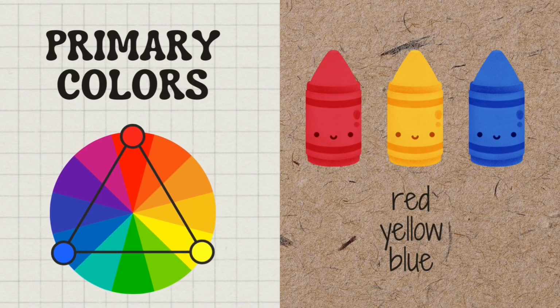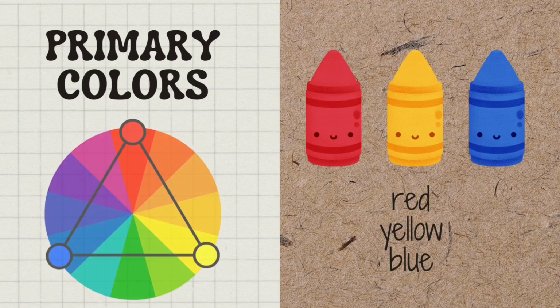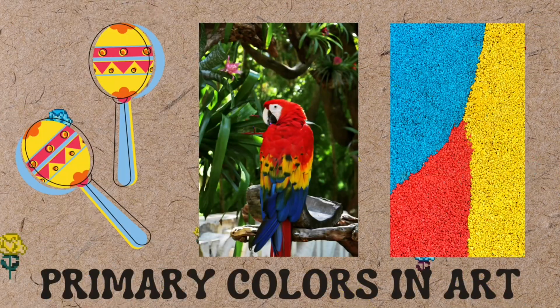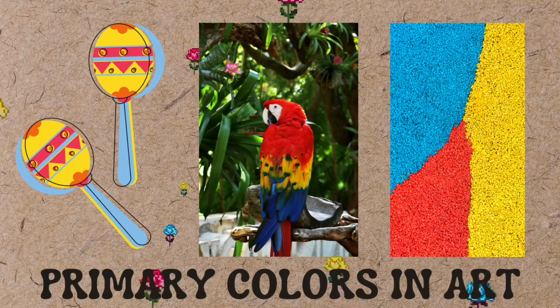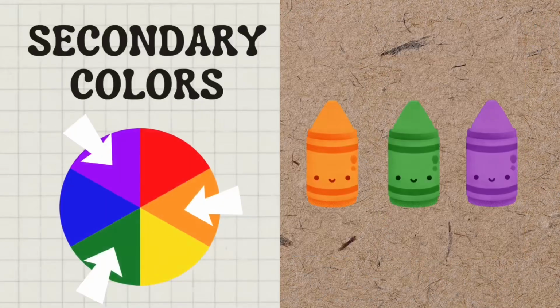Primary colors are red, yellow, and blue. They're an equal distance apart on the color wheel. Here are some primary colors in art. What do you think? Do the three colors work together?